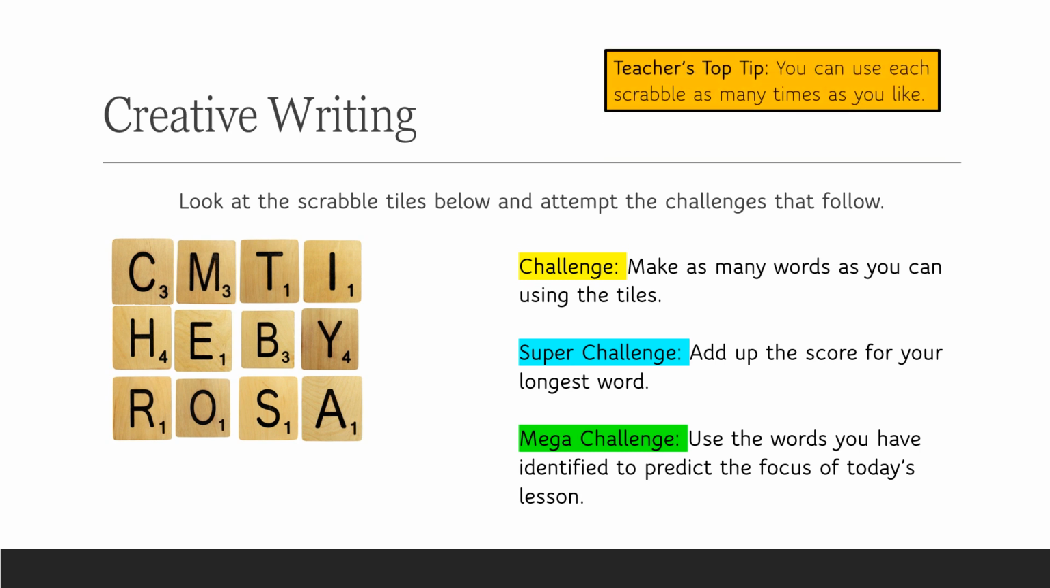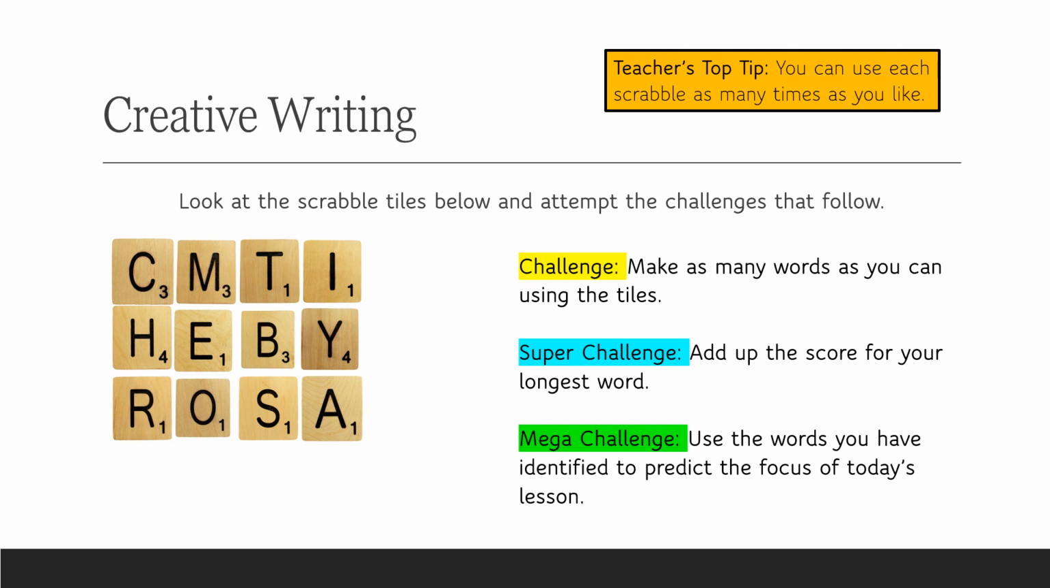So another thing to bear in mind, this is a little bit different from traditional Scrabble. So for the teacher's top tip, you can use each Scrabble tile as many times as you like. So the idea of the game is that you come up with the biggest word possible. It's just a quick, easy little task just to get you thinking and trying to get you to be a little bit more creative and a little bit more switched on. Now if you want to pause the video here and spend a little bit of time and go through it yourself, please feel free to do so.